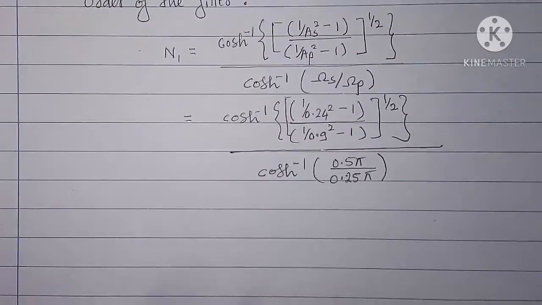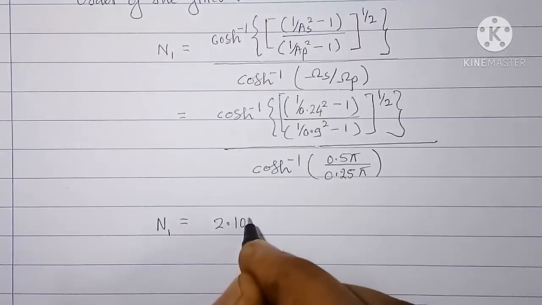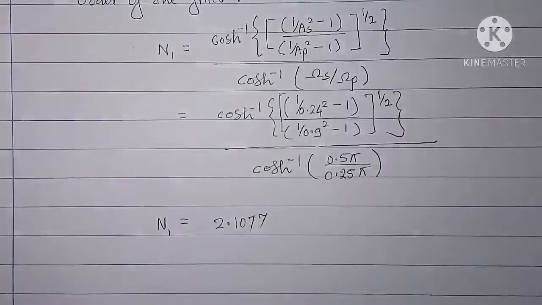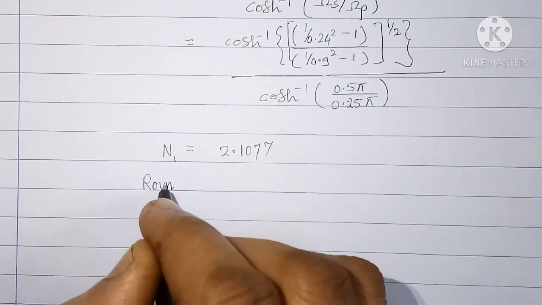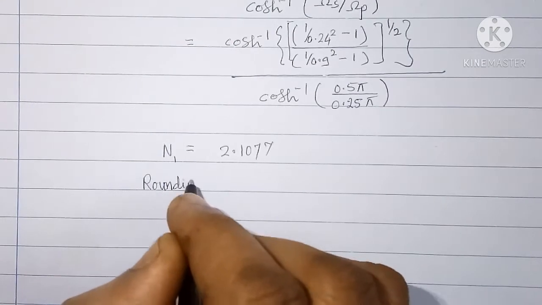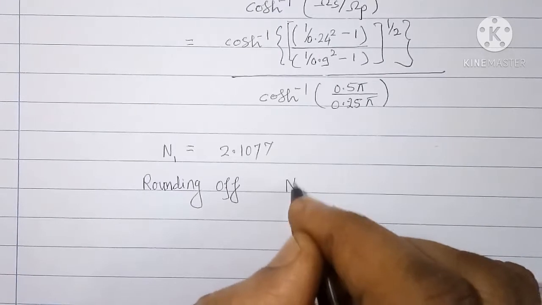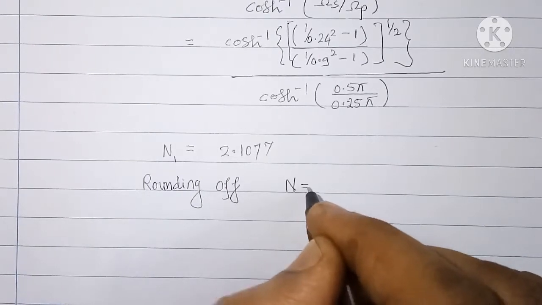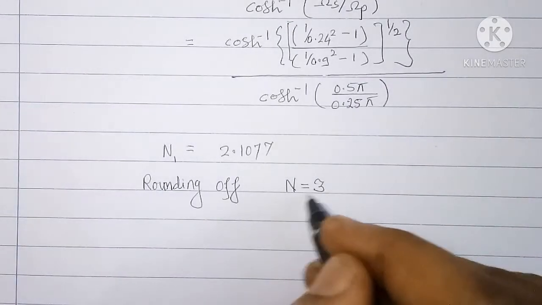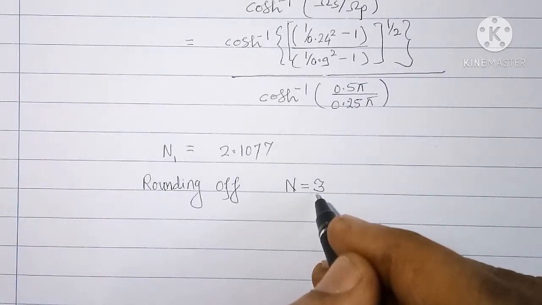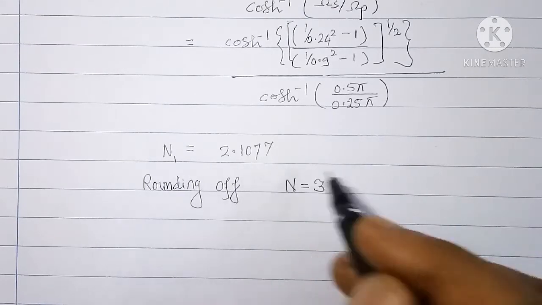Simplifying, we get N1 equal to 2.1077. Rounding off, we can write the order of the filter as 3, because 3 is an integer higher than and closer to 2.1077.